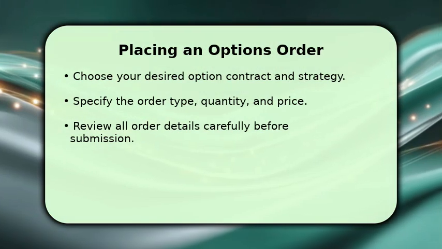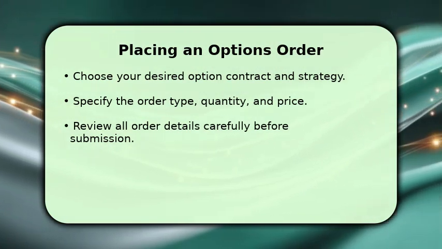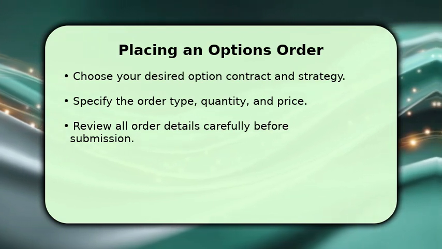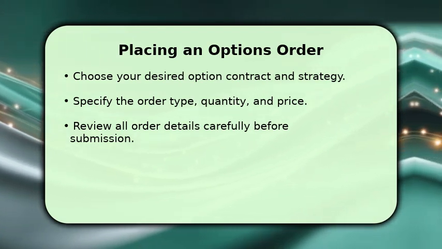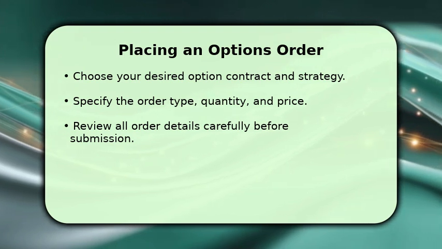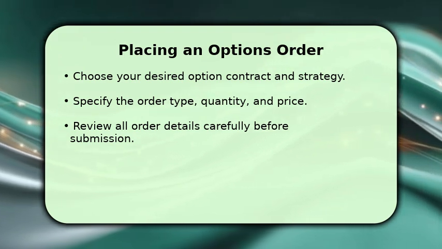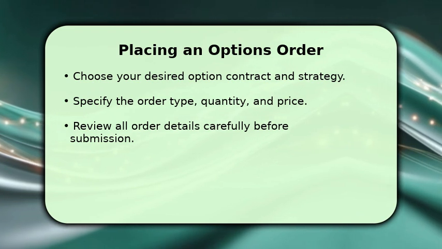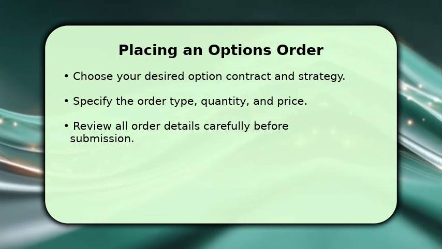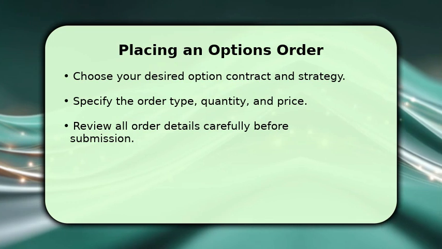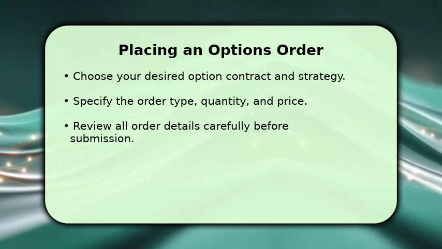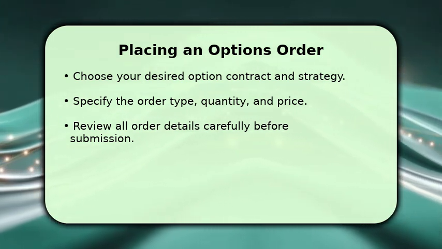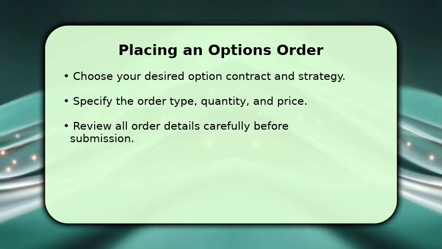After selecting your desired option contract, it's time to place your order. Choose your order type, such as a limit order for better price control, and specify the quantity of contracts you wish to buy. Input your desired price, keeping in mind the bid and ask spread. Always review all the order details thoroughly before clicking place order to avoid any errors. Confirmation of your trade will appear shortly.